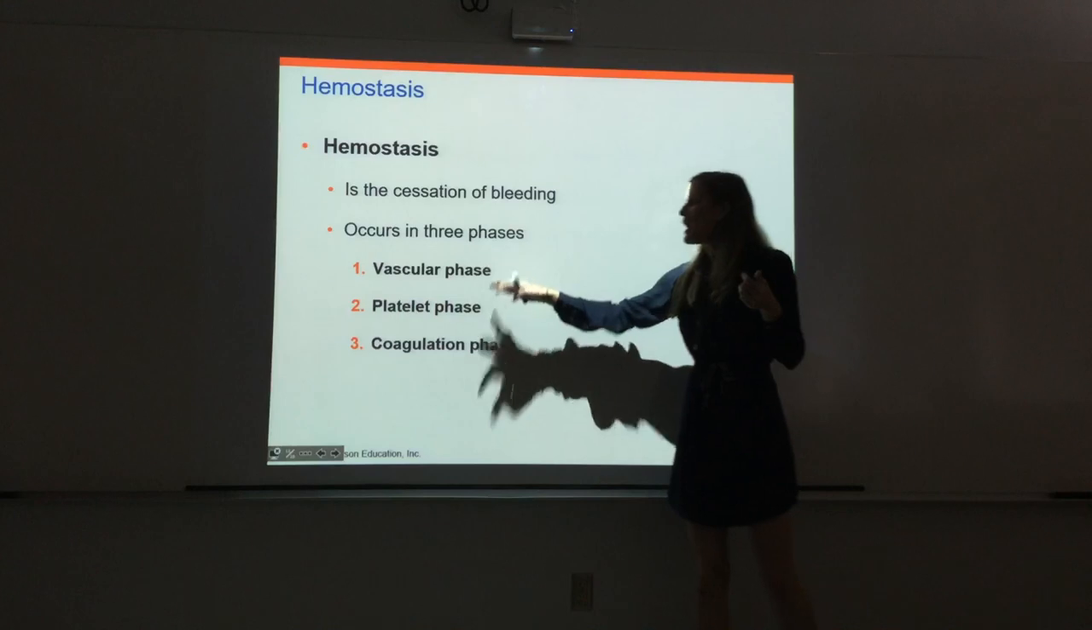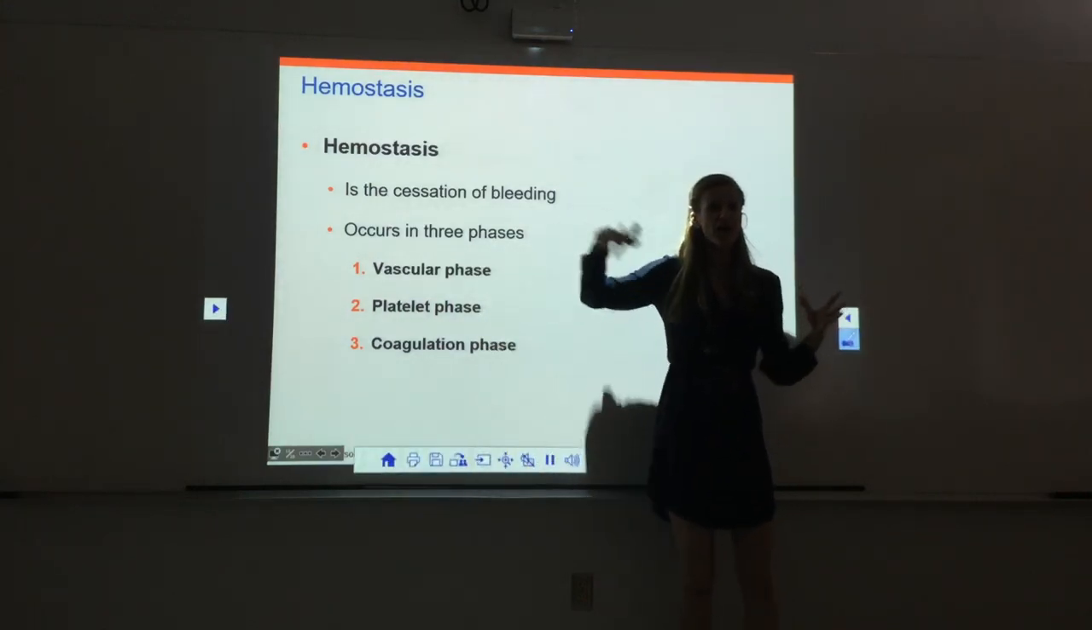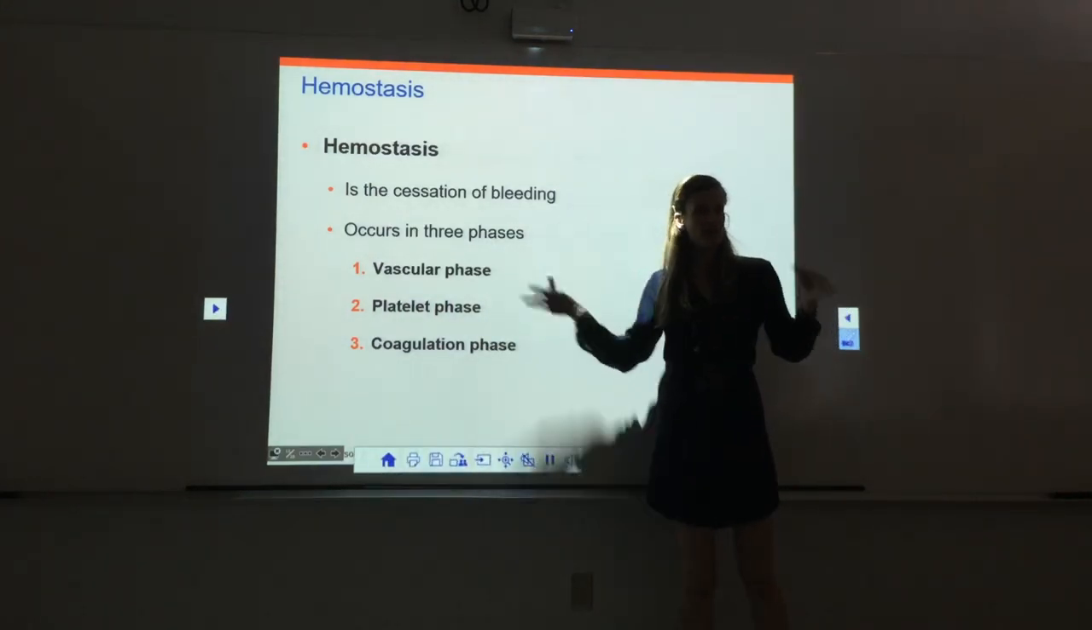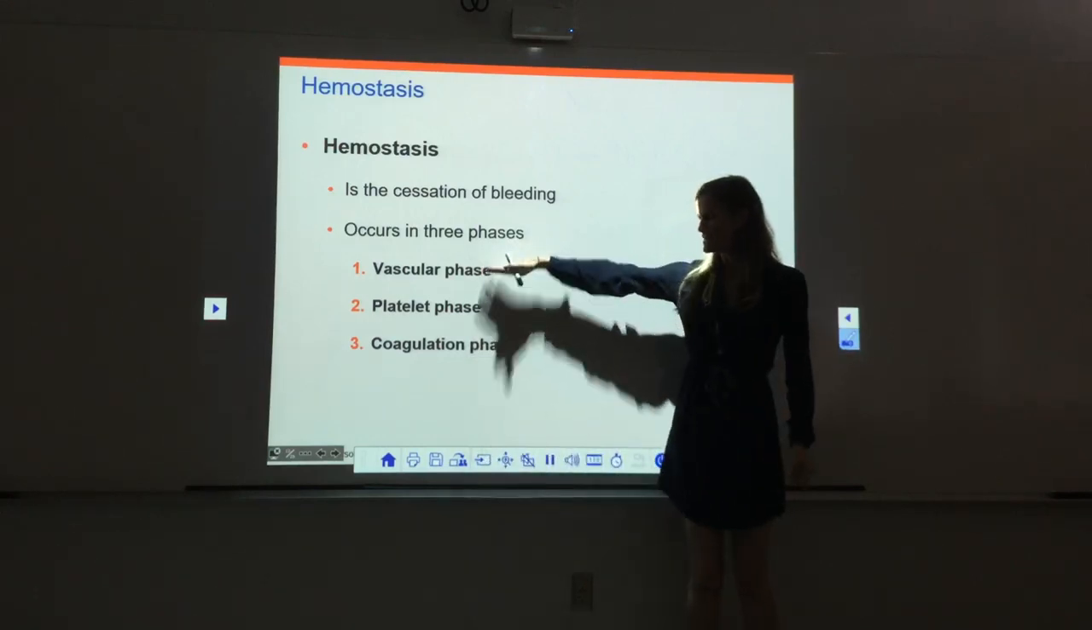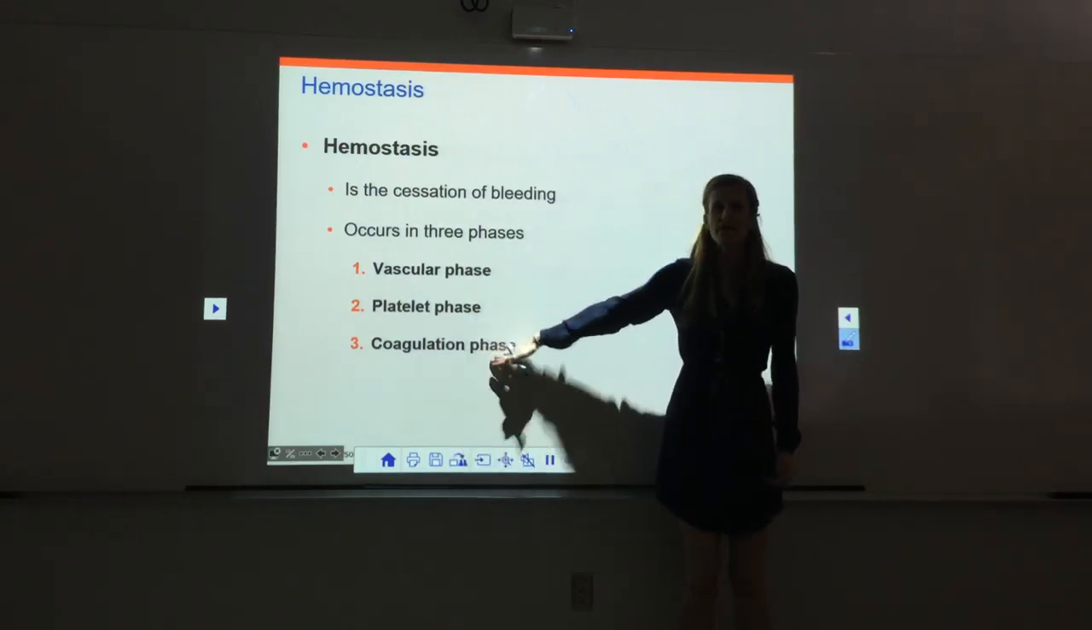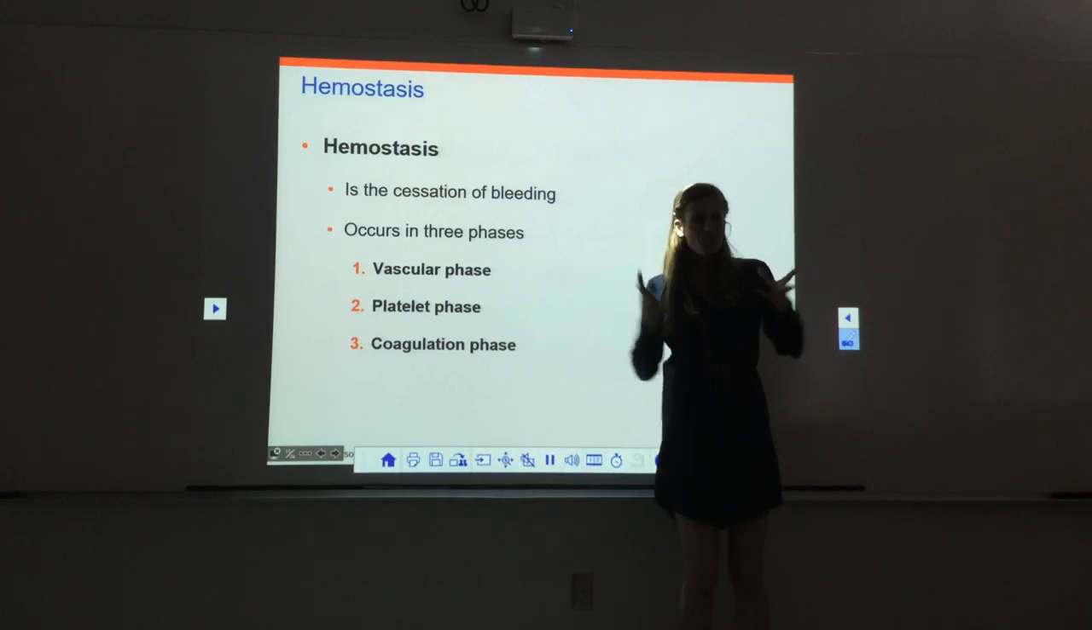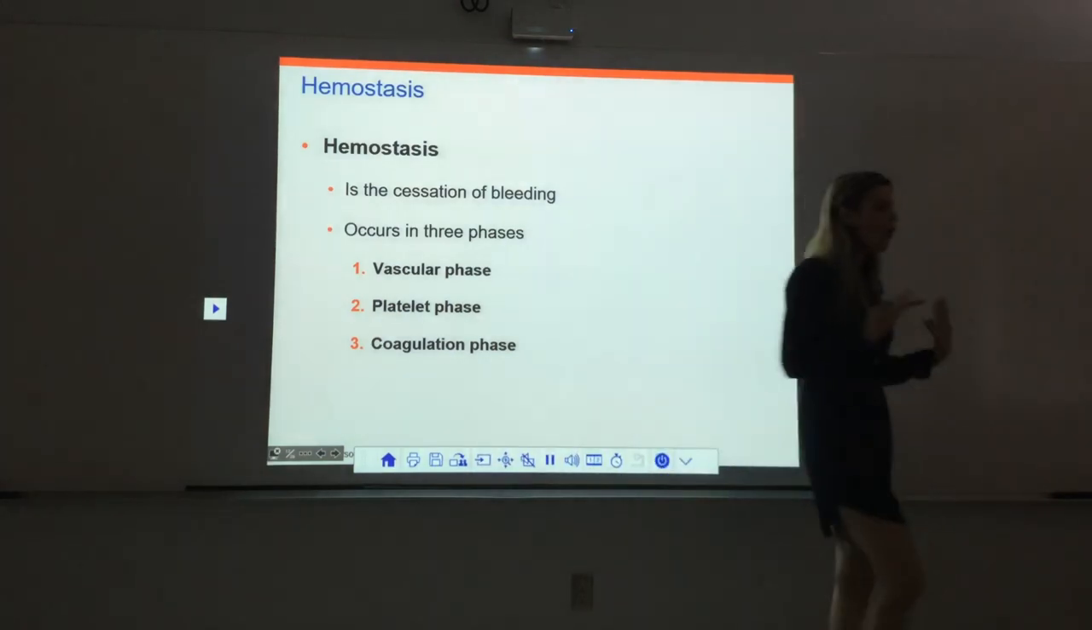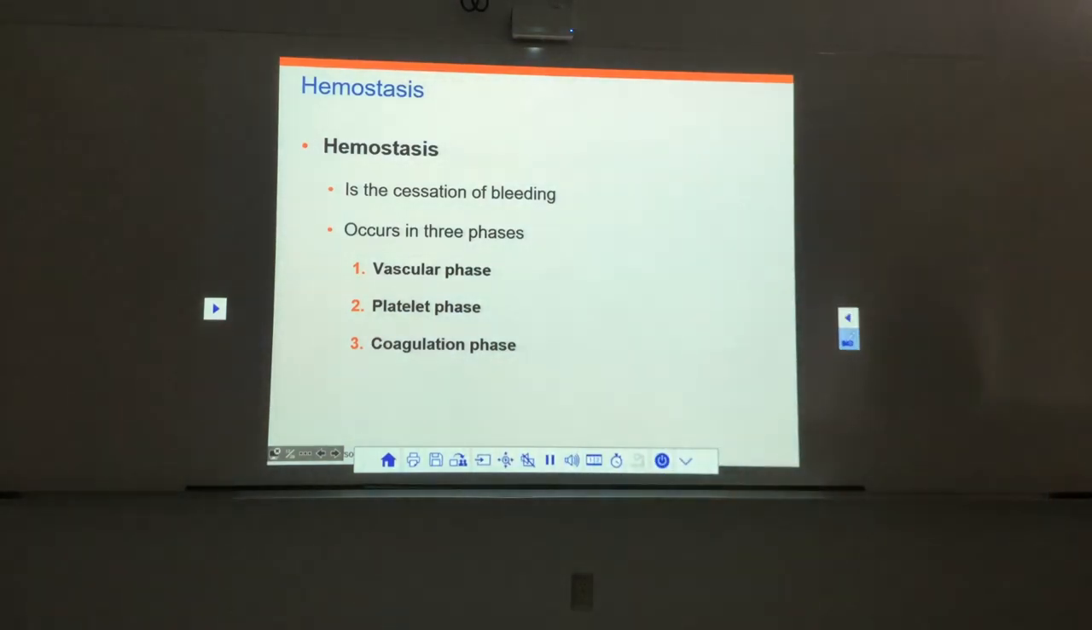Hemostasis occurs in three different phases, and these are all kind of working together. But they overlap each other. It's not like you go vascular, then platelet, then coagulation. They all overlap and work with each other. And again, the whole point is that we want to stop blood loss or limit blood loss as much as possible.